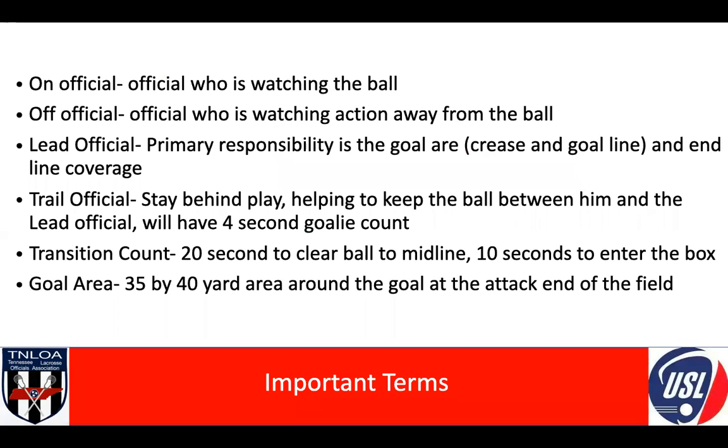So, important terms before we get into our big pregame stuff. On official is the official who's watching the ball. Off official is the official who's watching the action away from the ball. In the two-man and three-man game, you have the lead official, whose primary responsibility is the goal area. Trail officials stay behind the play and help out with the play between him and the lead official. He'll have the four-second goalie count. Transition counts: we have the 20-second clearing count to the midline, and a 10-second count to enter the box. And the goal area is the 35 by 40 area around the goal on the attack end of the field.